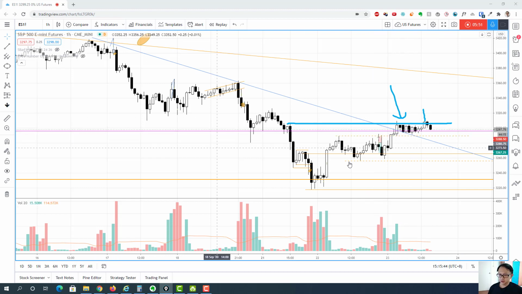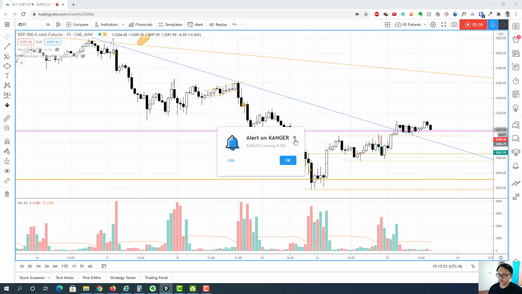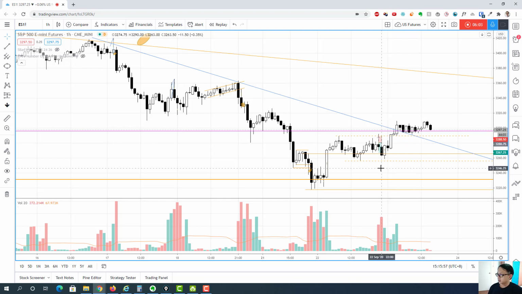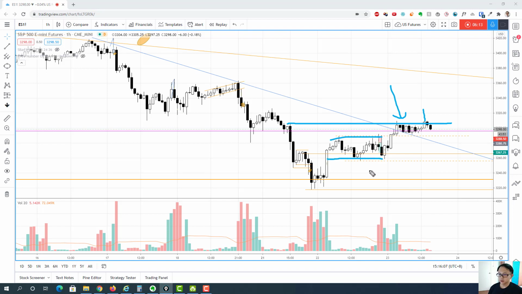Okay, so just prior to the US session, right here, sorry, let me close this, my alert just went off. Okay, so you can see that prior to the US opening session, basically it's just a tight consolidation right here. So there's not much happening just prior to the US session.